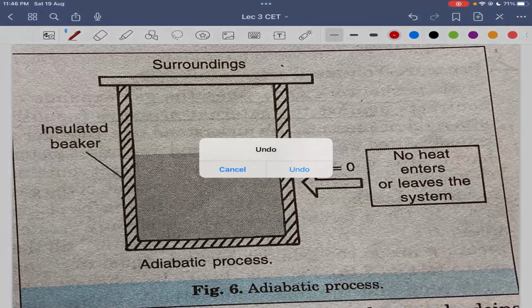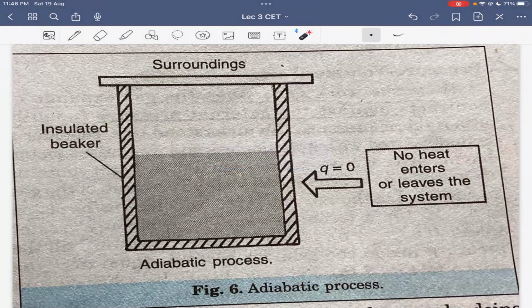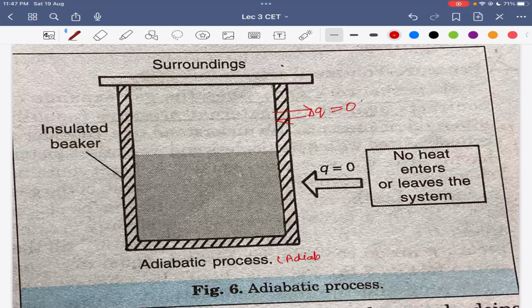Let us see this image and examine a change in internal energy by doing work. Let us consider a system containing some quantity of water in a thermoflask or an insulated beaker. This would not allow the transfer of heat between the system and the surroundings through its boundary. So transfer of heat is equal to 0, that means delta Q is equal to 0. We call this type of system an adiabatic system.